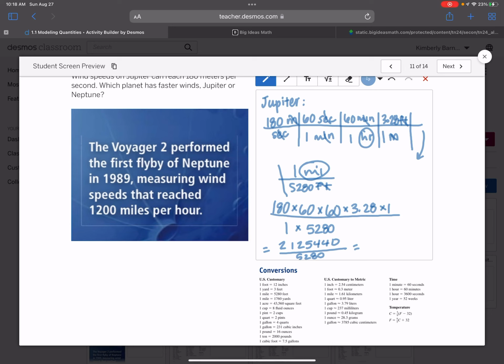So divide that, and you get about 402.55 miles per hour. And so when I'm comparing Jupiter to Neptune, Jupiter is 402.55 miles per hour. Neptune has wind speeds that reach 1,200 miles per hour. So Neptune has the faster wind speeds. So my answer to that question would be Neptune has faster wind speeds.